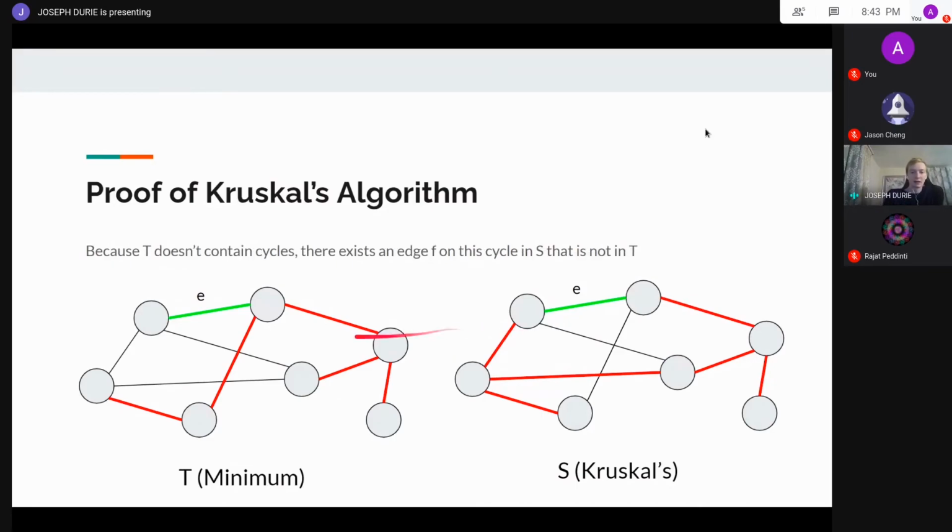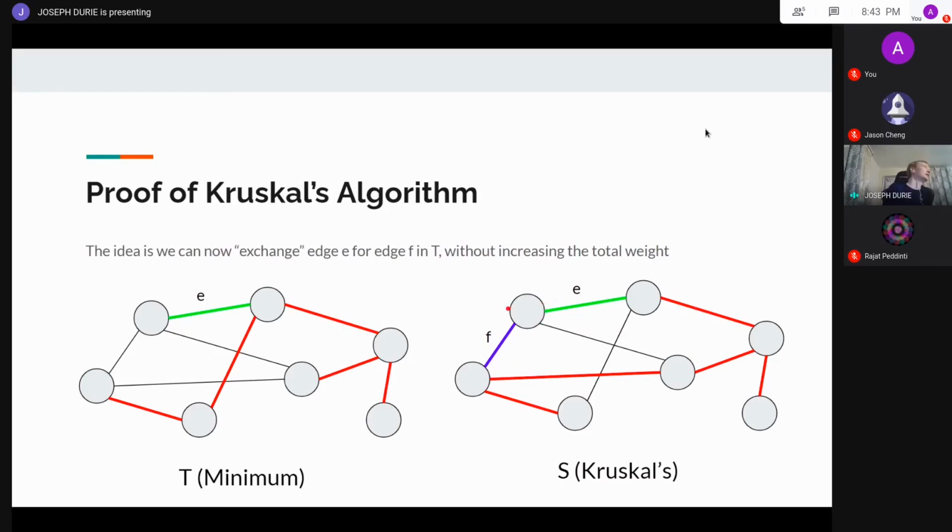Okay. So because T also does not contain cycles, because it's also a tree, if we look at this cycle, there has to be an edge F that's not in T. So we know that e is in T. And if all of these other edges were in T, then we would have this whole cycle inside T, which is impossible. So we have an edge F, for example this one, that's on this cycle in S but does not appear in T. And notice that you could have multiple, right? Like we could have chosen this edge as F, but we can choose arbitrarily.